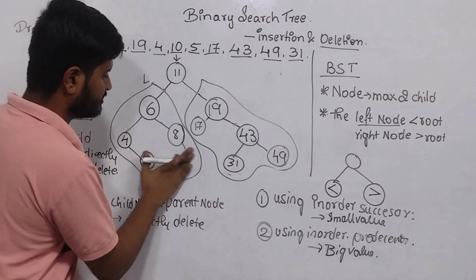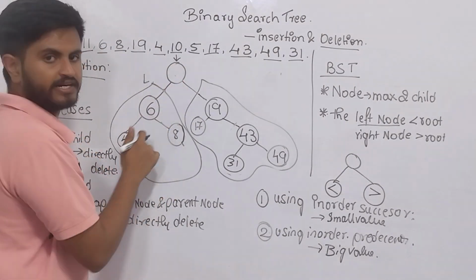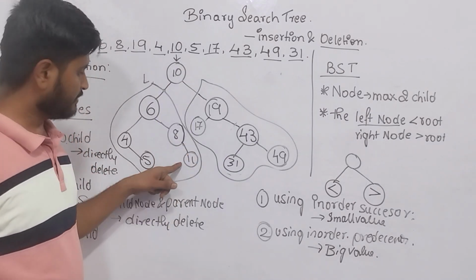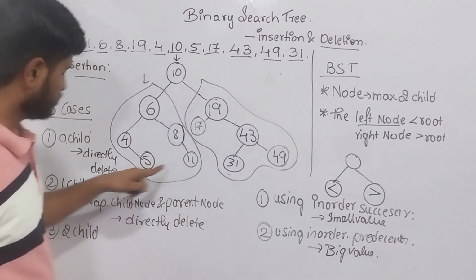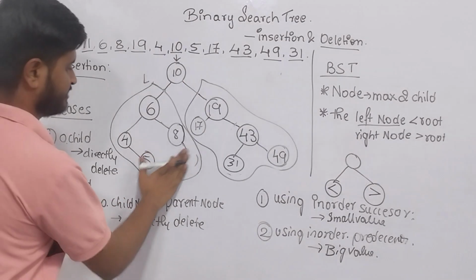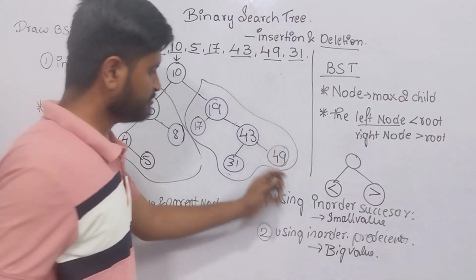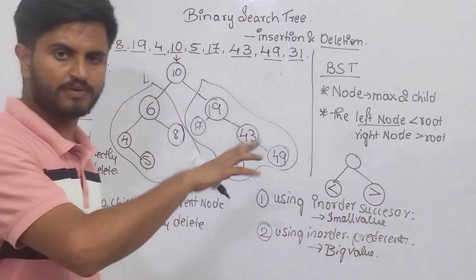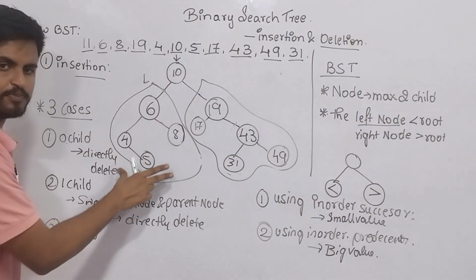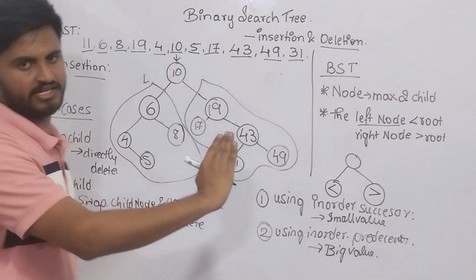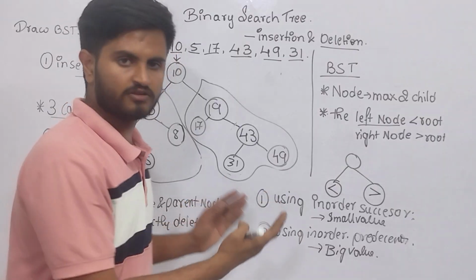10. So what I will be doing? I will be replacing 10 and 11. 10 will come here and 11 will come here. And 11 becomes the 0 child node, you can directly delete. So easy steps. In the inorder successor, you will be choosing the smaller value, replace and delete. In the inorder predecessor, you will be choosing the bigger value, replace and delete.